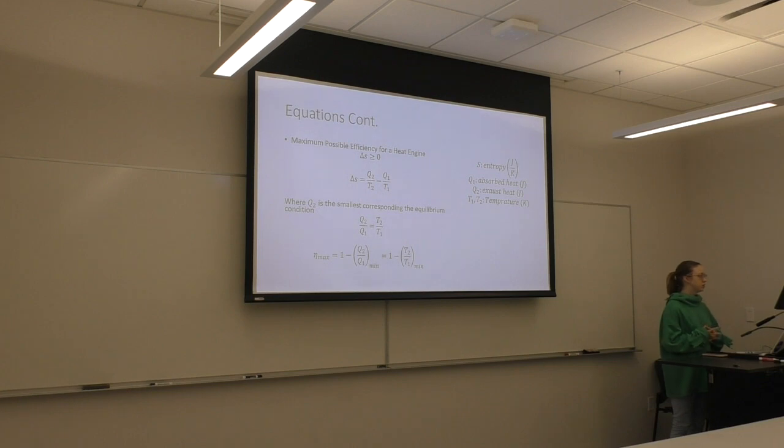So it's delta S equals Q2 divided by T2 minus Q1 divided by T1, where Q2 is the smallest corresponding equilibrium condition. And you can rearrange this equation to say Q2 divided by Q1 equals T2 divided by T1. And thus you can find the maximum efficiency is equal to 1 minus Q2 divided by Q1, or 1 minus Q2 divided by T1.